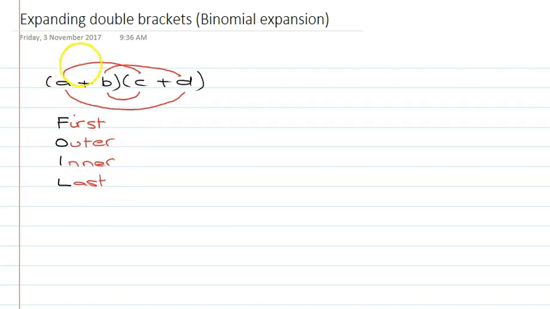Just concentrating on the word FOIL. When I took a and multiplied it by c, I was taking the first terms in each bracket and multiplying them together, which gives me ac. Then we look at the outer: a is multiplied by the outside d. They're the two outside terms, which gives me ad. Then the inner, the two inside terms, are b and c, so you multiply those together to give you bc. Finally, you take the last two terms of both brackets, b and d. So b multiplied by d gives you bd.